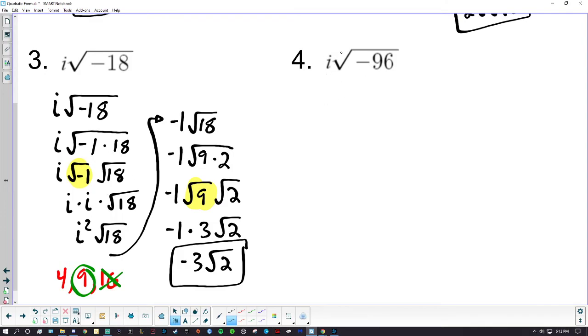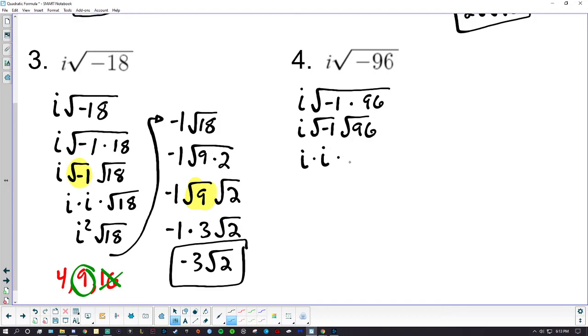Number 4, you can see we have that same i out front, so it looks like we're probably going to have a similar scenario. First thing I want to do is get rid of this negative under the square root. So I have i times the square root of negative 1 times 96. So square root negative 1, square root 96. Square root of negative 1 is i, so we have i times the square root of 96. I times i is i squared, and like before, i squared is negative 1.